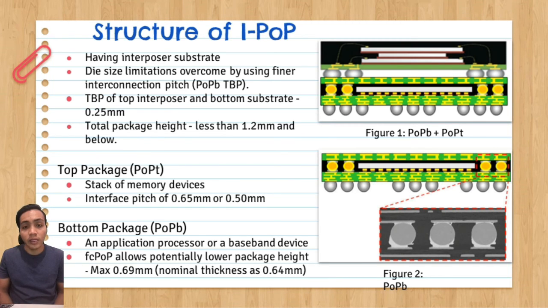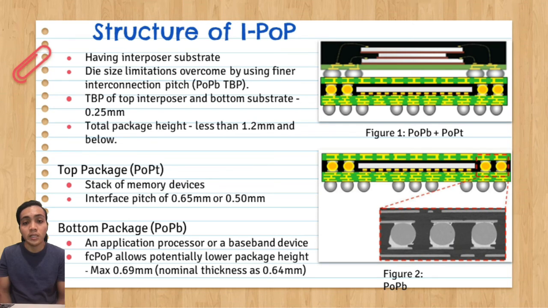From figure 1, we can see the combination of the top package and bottom package. For the top package, we can see it has a stack of memory devices, and its interface pitch can be 0.65 mm or 0.50 mm. The bottom package is for an application processor or a baseband device. In this bottom package, FC PoP allows a potentially lower package height, which is a maximum of 0.69 mm, and the nominal thickness is 0.64 mm.